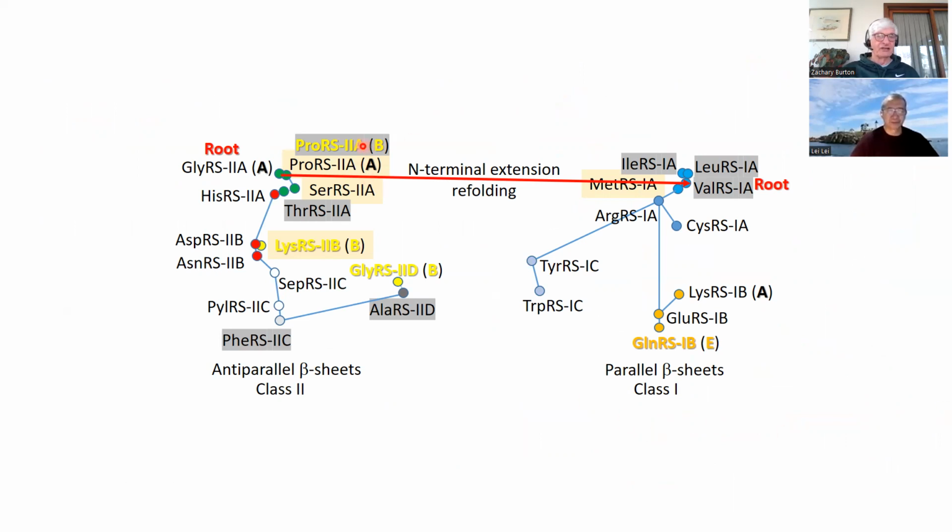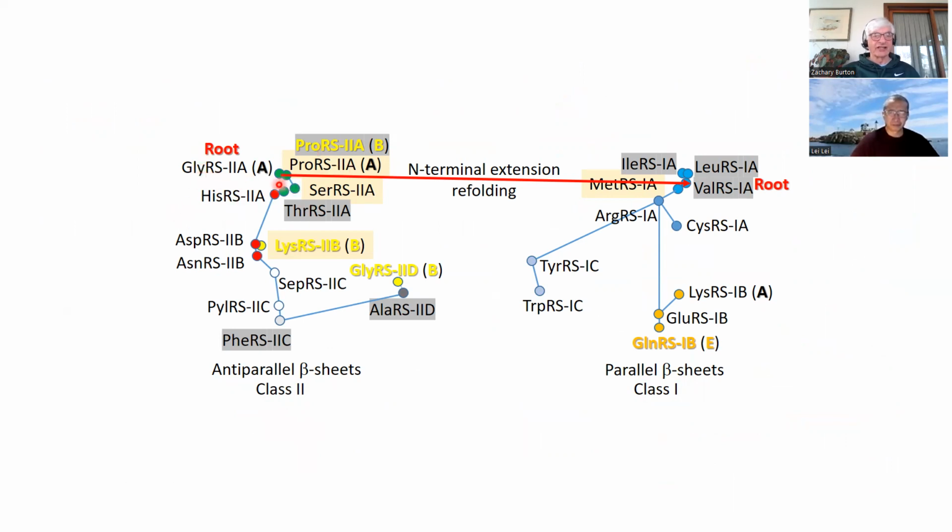So these are all class 2 enzymes. Class 2 enzymes have an enzyme active site that's mounted on anti-parallel beta sheets. Class 1 enzymes have an active site at the C-terminal end of a set of parallel beta sheets. So two very different folds. But it turns out they're homologs.